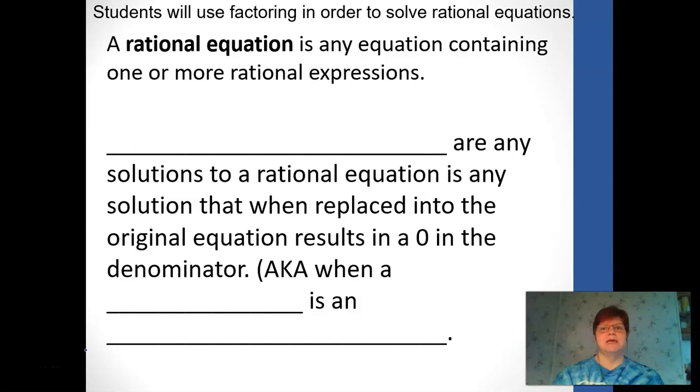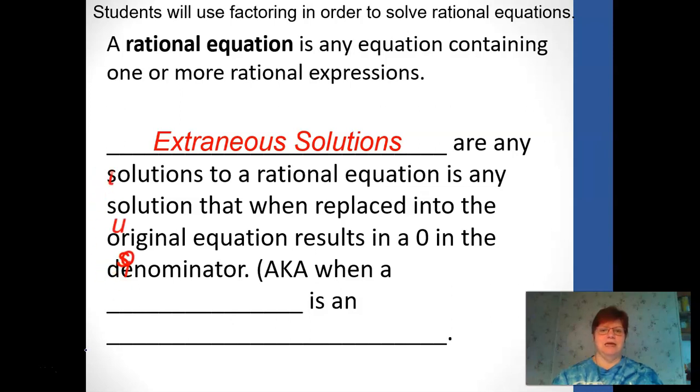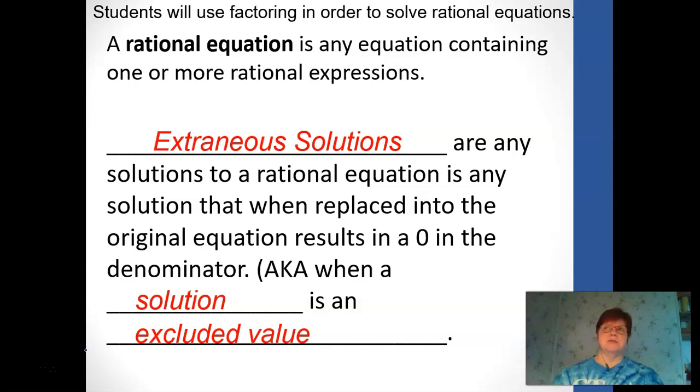Nope, let's take some more notes. Extraneous solutions. I'll let you watch that because I know that's kind of cool. Extraneous solutions are any solutions to a rational equation that, when replaced into the original equation, result in a 0 in the denominator, aka when a solution is an excluded value. So remember at the beginning when we started doing rational expressions, we talked about where the denominator would be 0, and we called those excluded values. So if we look at our excluded values in the beginning, and we say, okay, we can't have these as our answers, and we get one of those as an answer, we know it's an extraneous solution.